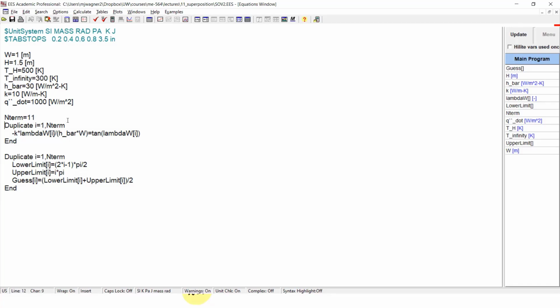Okay, so if we were just to go in here and provide a guess for lambda W and solve it, it would find one value. That's not good enough. So what we want to do is we're actually going to compute the lower limit. So here's our lower limit. Here's our upper limit. I guess I'm using this domain.